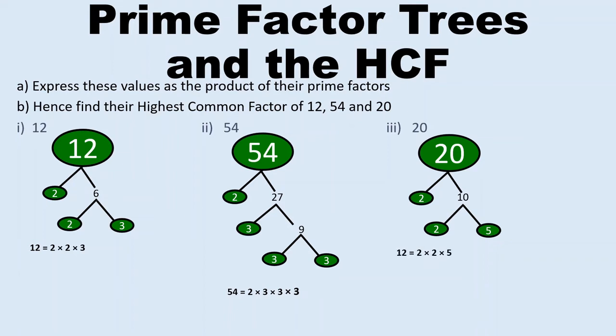Now looking at these numbers written as a product of their prime factors, you should see what they've all got in common. This one's got 2 2's and a 3. This one's got a 2 and 3 3's. This one's got 2 2's and a 5. The most that they've all got in common is the 2. So the highest common factor, the biggest number we could divide all three of these numbers by, is 2. Same answer as we got the other way, just a different way of looking at it.